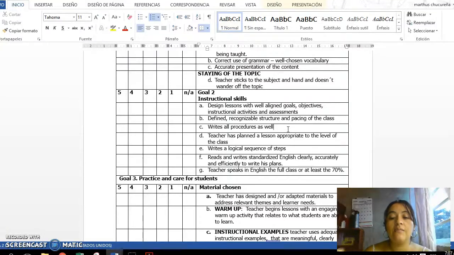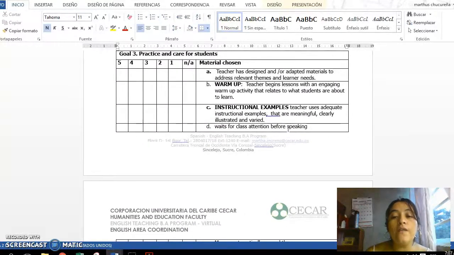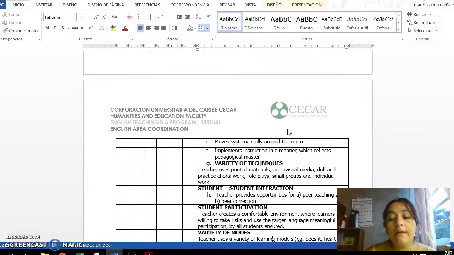Yes, the teacher has planned the lesson, with logical sequence steps, standardized English, English for the full class. I have seen a lot of videos about English classes in Spanish and a lot of grammar classes. We have studied the approaches and we have seen that the grammar translation method is one of a big palette of methods. The material is also very important to teach English: you present to your students some material, copies, flashcards, games, dice, any kind of thing that could improve their language. Okay, a variety of techniques also.